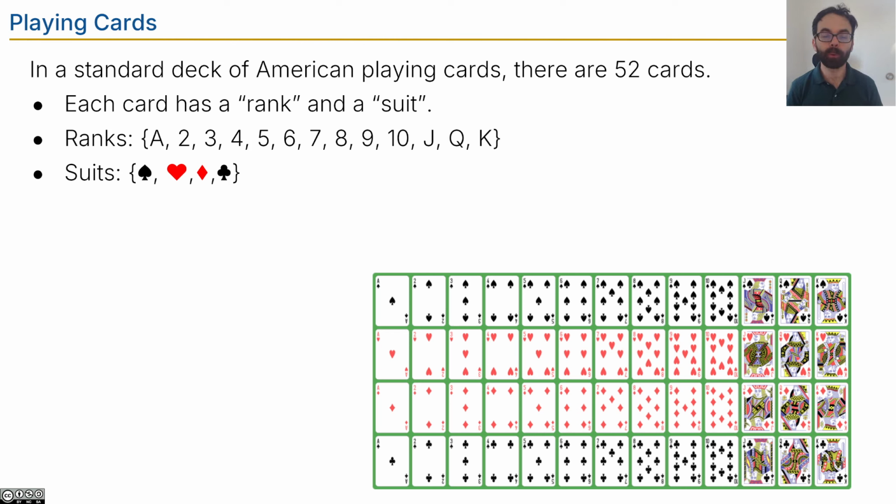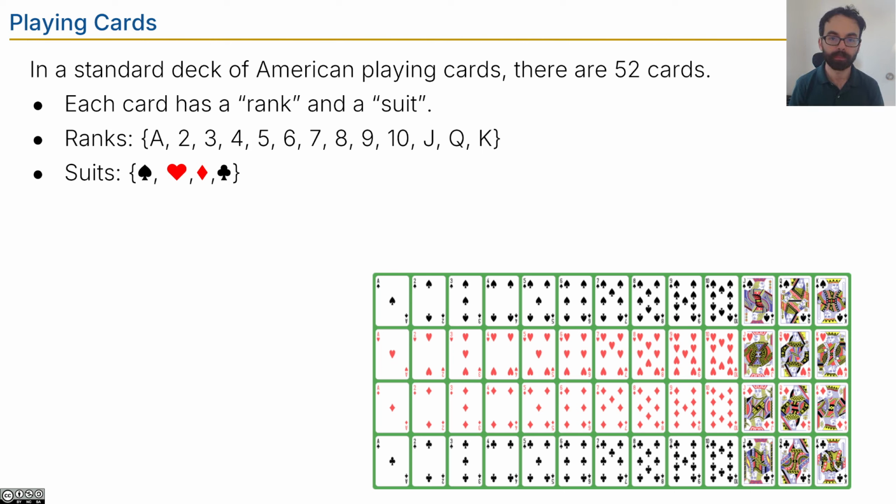And then there are also 4 what are called suits. And these suits are these 4 particular shapes that are so popular, they're part of Unicode. We have the spade, the heart, the diamond, the club. And then here are all of the different cards. There's 52 cards, which are just all the combinations of ranks and suits.